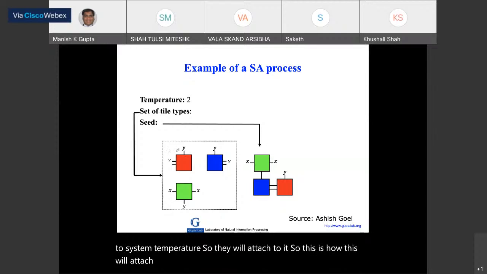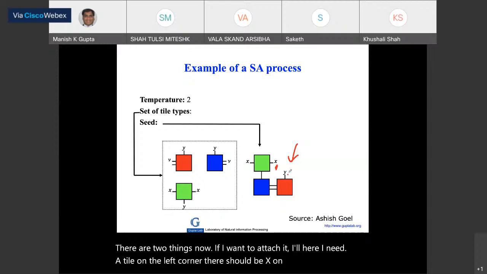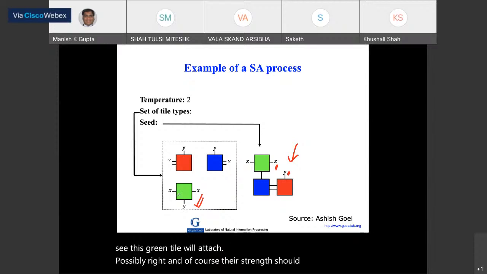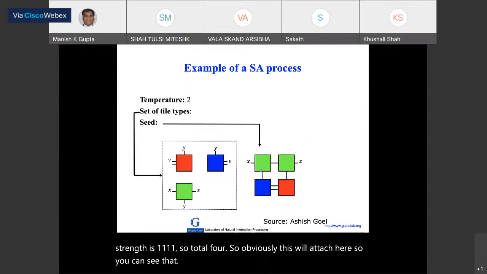Now there are two things. Now if I want to attach a tile here, I need a tile with X on the left corner and Y on the bottom. So which tile can match here? You can clearly see this green tile will attach possibly, right? And of course the strength should match. So here the strength is 1, 1, 1, 1, so total 4. So obviously this will attach here. So you can see that this will attach here, right? So this is how the whole system will go. Any question at this point before we go a bit further? Any question about this attachment of tiles?